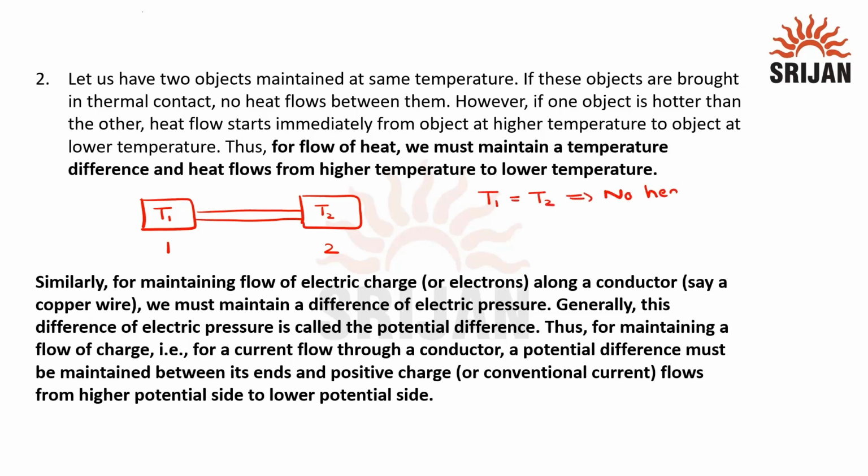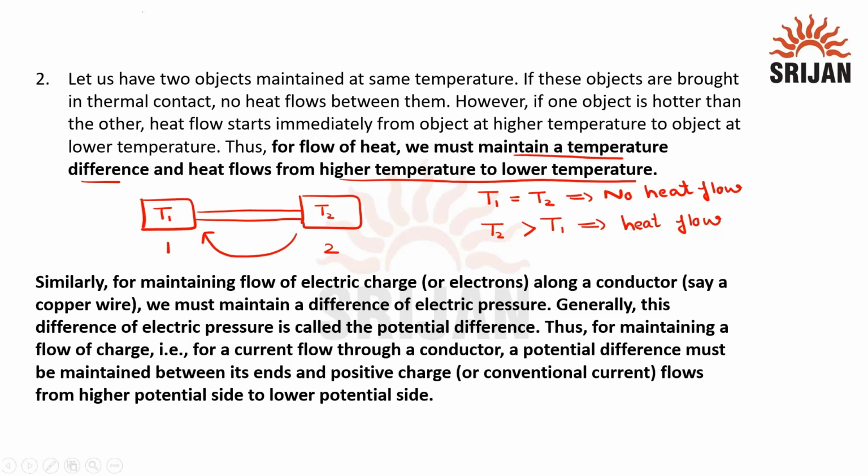No heat flow. But if one object is maintained at a higher temperature, let us say object 2 is maintained at a higher temperature, that is T2 is greater than T1, now in this case heat will flow. There will be heat flow in this case, and the direction of heat flow will be from object 2, that is the object at higher temperature, towards the object at lower temperature, that is object 1. Thus, for flow of heat, we must maintain a temperature difference, and heat flows from higher temperature to lower temperature.